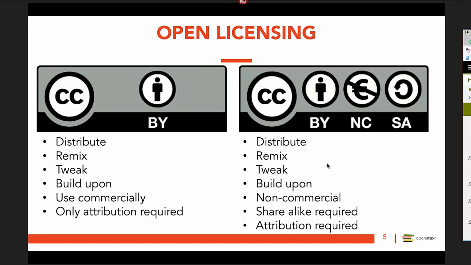Use pieces of it, build on it, like I said, to make it customized for your needs, as long as that is attributed to us and also shared alike. You then open that up to other people to use as such.